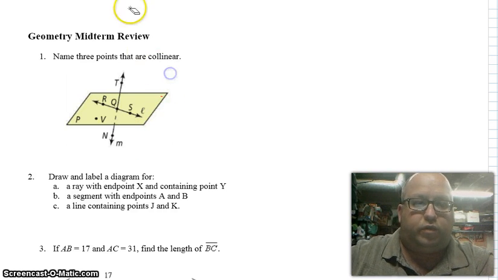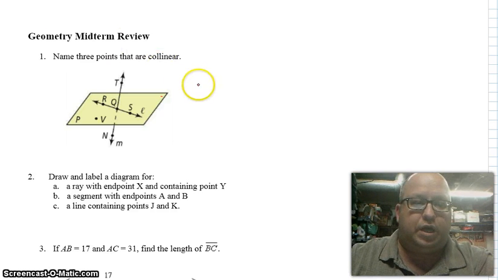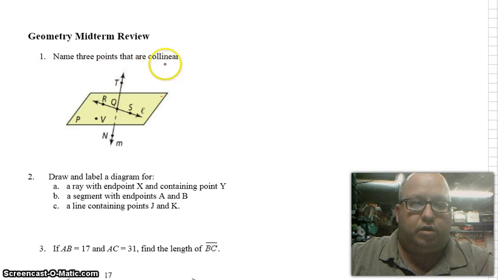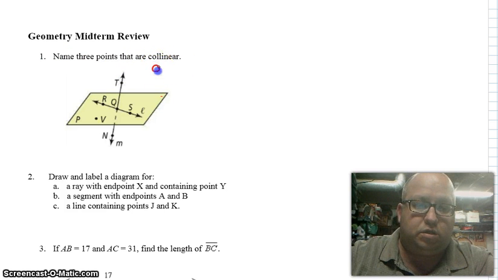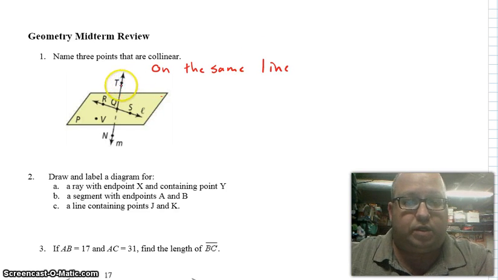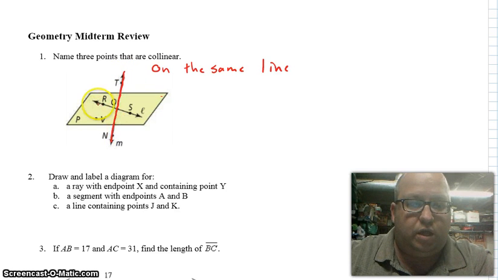Starting off, this is the first video with problem number 1 through 10. First thing here, it says, name 3 points that are collinear. Collinear means on the same line. All right, we actually have some choices in this problem because we have 2 lines here. We've got this line that goes down through the plane, and then we've got this other line that is on the plane. So as long as you name 3 points on one line or the other, you're okay. So we actually have 2 answers here.